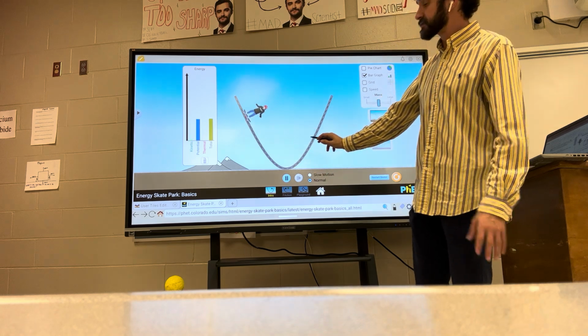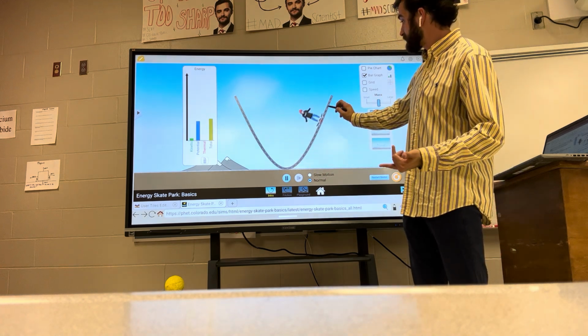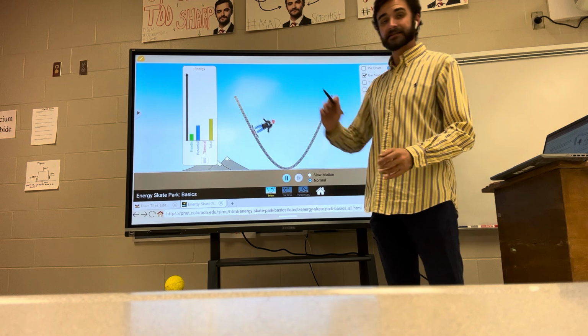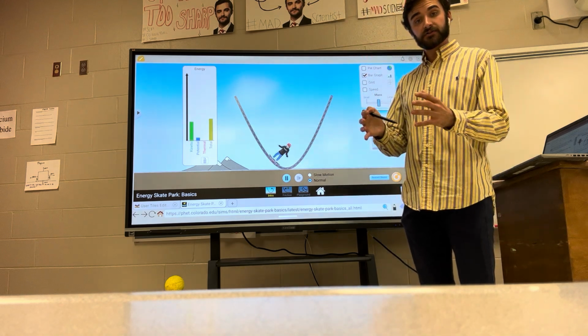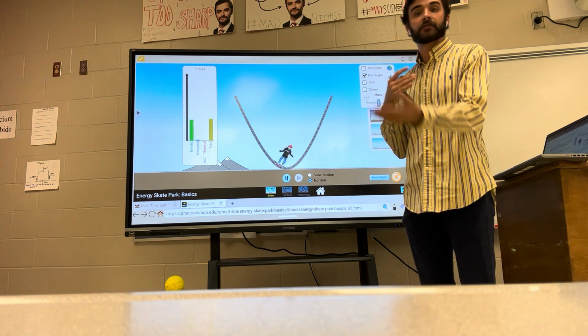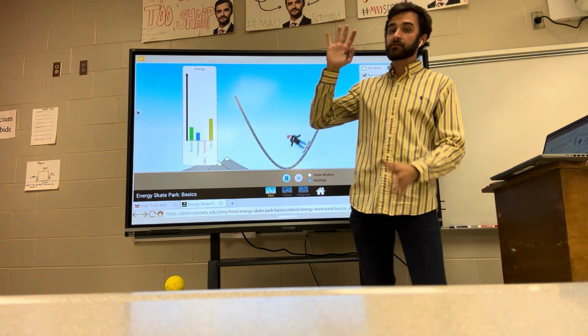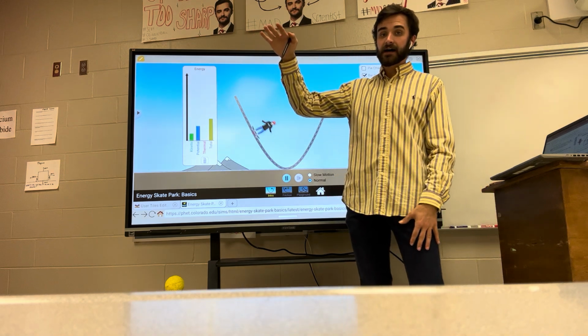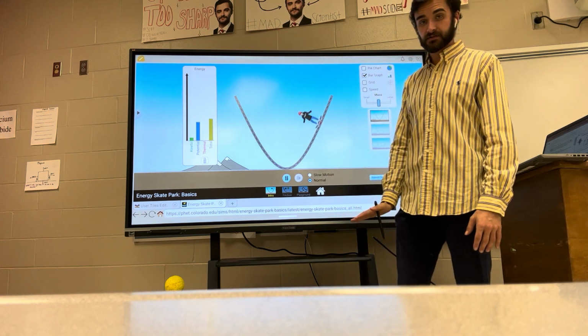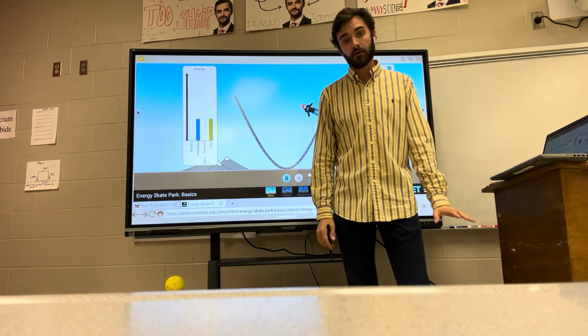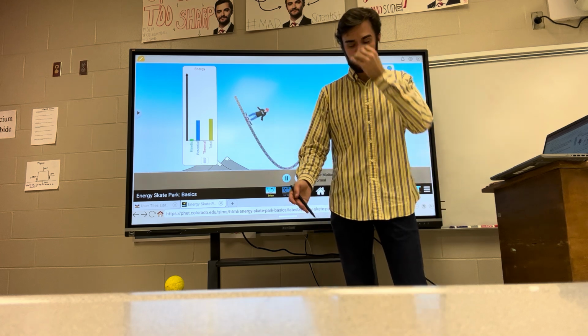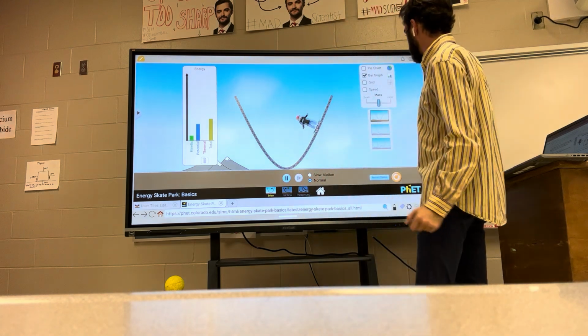And kinetic energy is the exact opposite. It's the lowest at her peak and the highest at the little crevice. So potential energy and kinetic energy have an inverse relationship, meaning that if I have lots of kinetic energy, I typically have lower amounts of potential energy. If I have high amounts of potential energy, I have low amounts of kinetic energy, and vice versa. So they have inverse relationships.